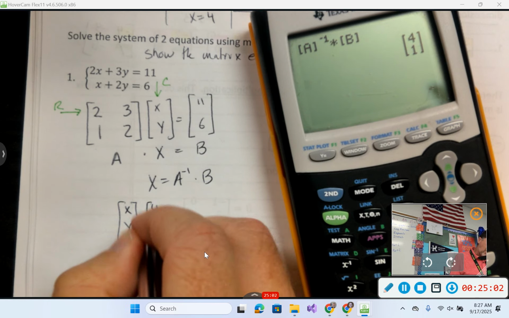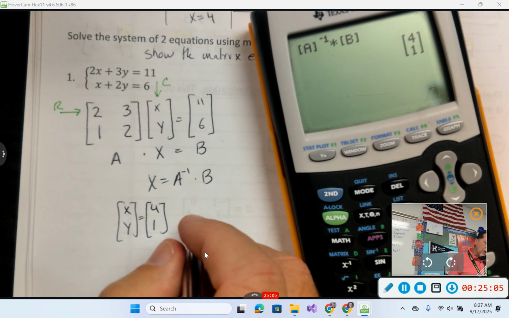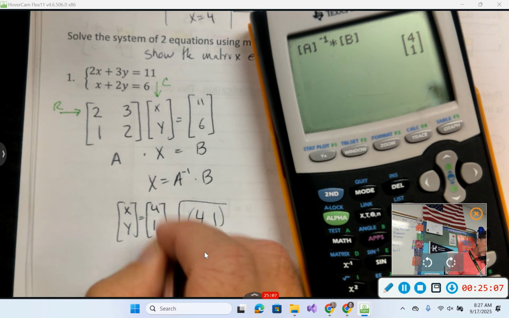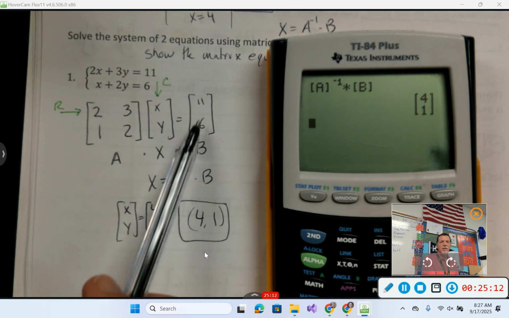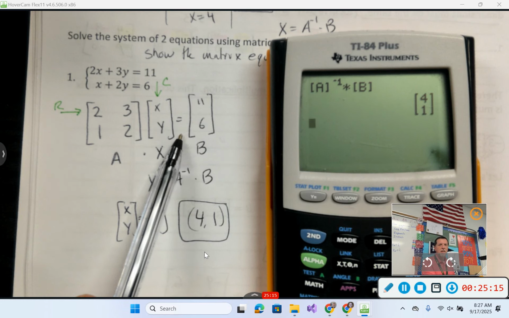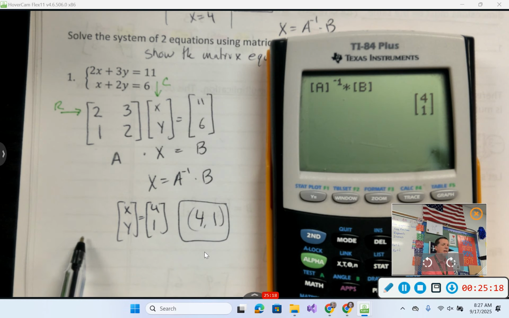Hold on a second. Now, I don't want your answer like that. I want your answer as an ordered pair. So 4, 1, like that. What is B? Matrix B is this column matrix 11, 6. Aiden, you good over there? Yeah. Max, you good? Once you've entered one in, you do second quit, and that gets you back to the main screen. I got 4 and 14.